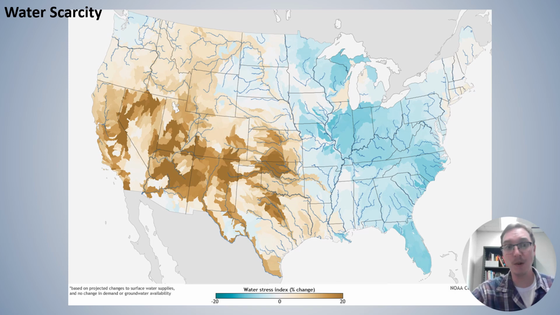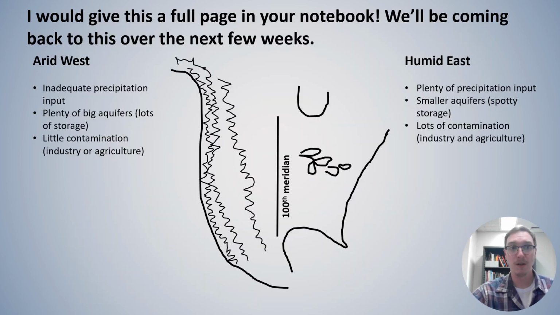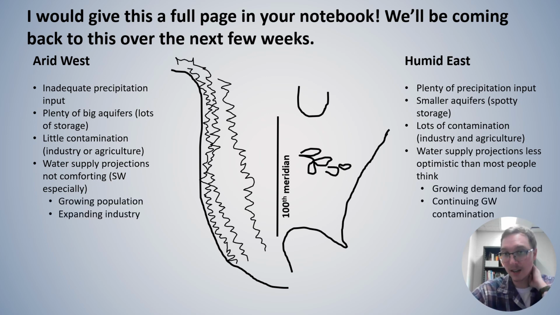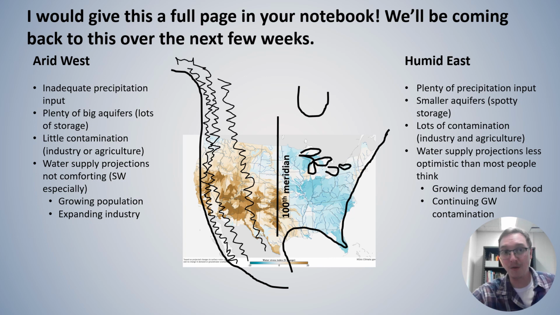All right, water scarcity. What are water conditions like? What are our projected outlooks? Water supply projections are not comforting in the Southwest, particularly. Out west, not great. Southwest, really bad. And out east, water supply projections are less optimistic than most people think. We're still dealing with issues. Out west, it comes from a growing population and expanding industry. Out east, it comes from a growing demand for food and continuing groundwater contamination, because it's a lot easier to pollute these groundwater sources.